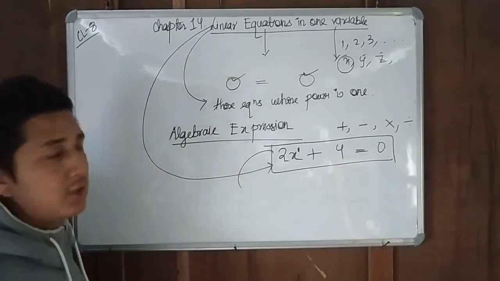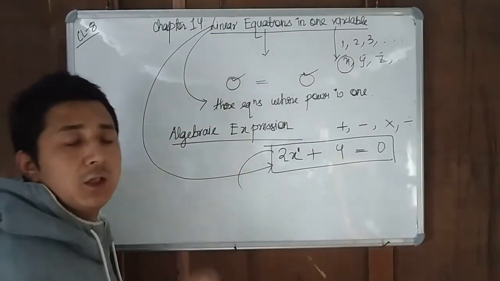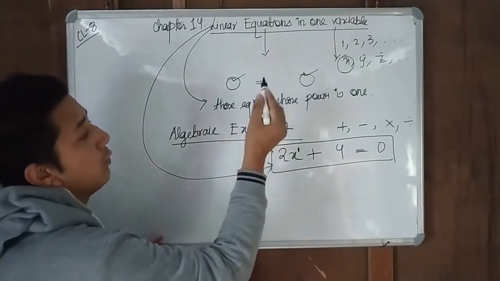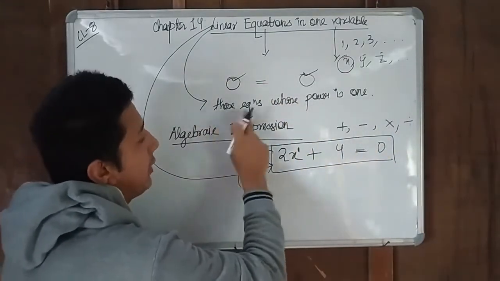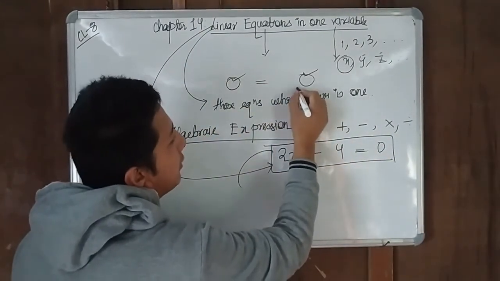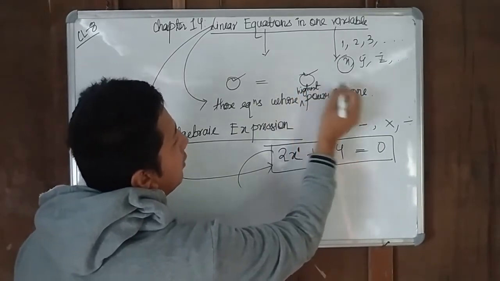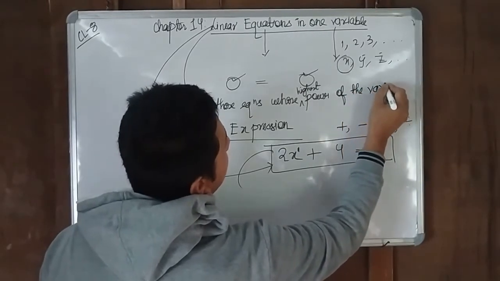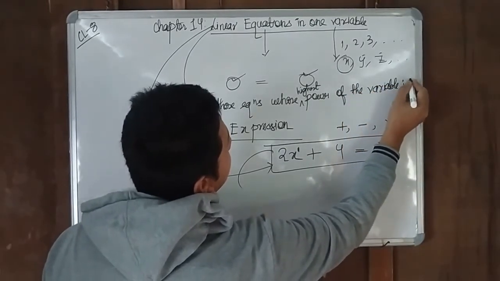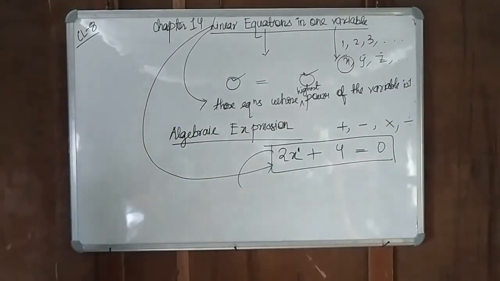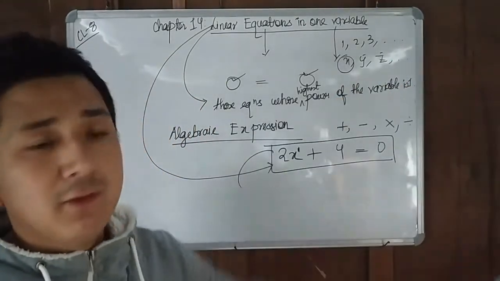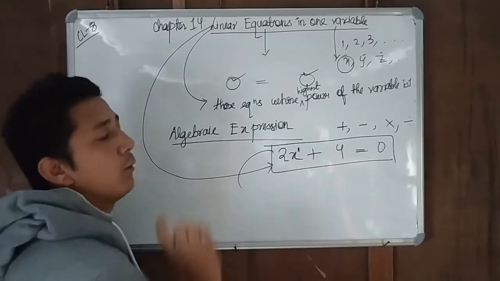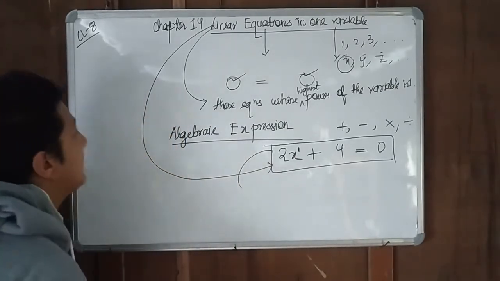What do you mean by linear equations? Linear equations mean those equations whose highest power of the variable is 1. You can make a correction here: whose highest power of the variable is 1. So this is a linear equation in how many variables? One variable, x. So we can give other examples also.